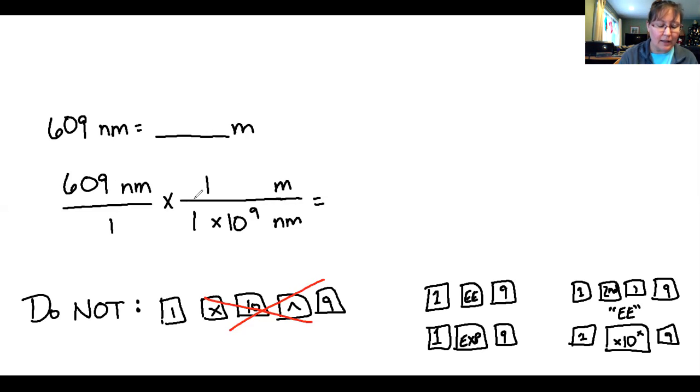Now, this calculator has a toggle button that will toggle between scientific notation and standard notation. If yours doesn't, you might have to go in and change it in the mode. And again, if you're not sure how to do that, that is almost better actually for me to help you with via Zoom. So let me know.